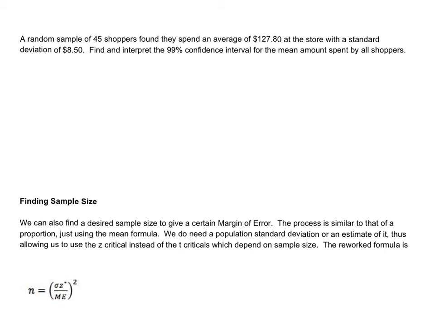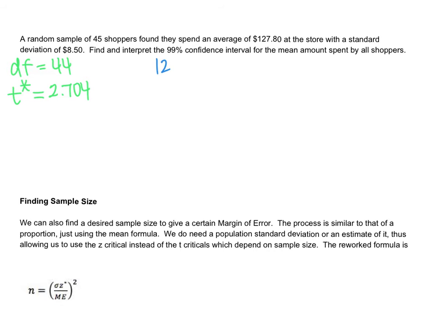So we're going to start by identifying our degrees of freedom, which is going to be 44. So we can find our t value. And 44 is not in our table, so we're going to use 40. So 99% and 40 meet at 2.704.